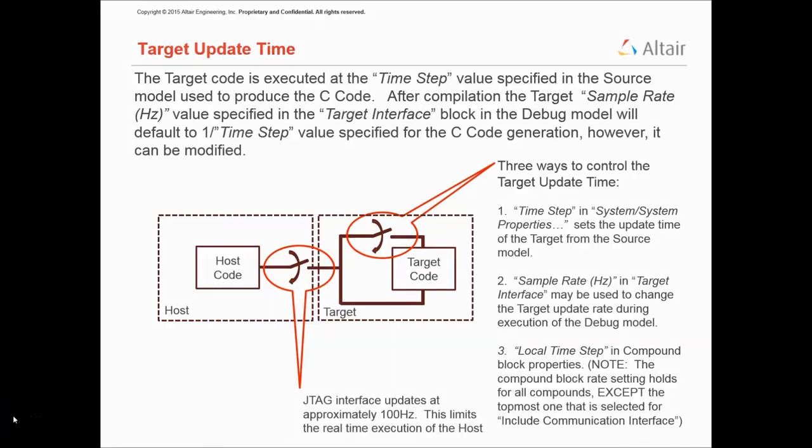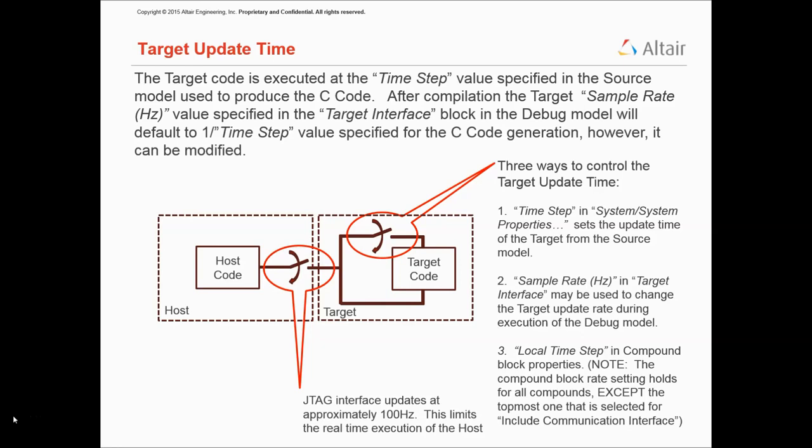In the debug model, the target is executed at the time step value specified in the source model used to produce the C code. After compilation, the value sample rate Hertz in the target interface block will default to 1 over the time step value that was specified in the source model. There are 3 ways to control the target sample rate or update time. In the source model, by setting the time step value under System Properties. In the debug model, through the target interface block, by setting the sample rate in Hertz.